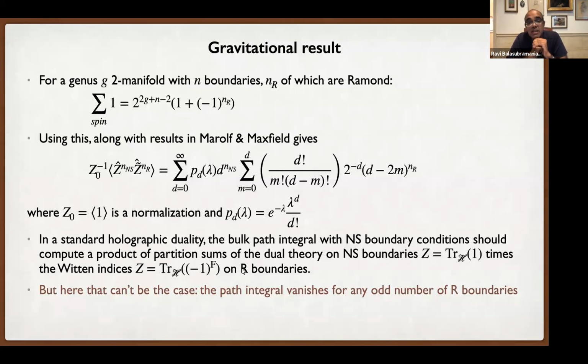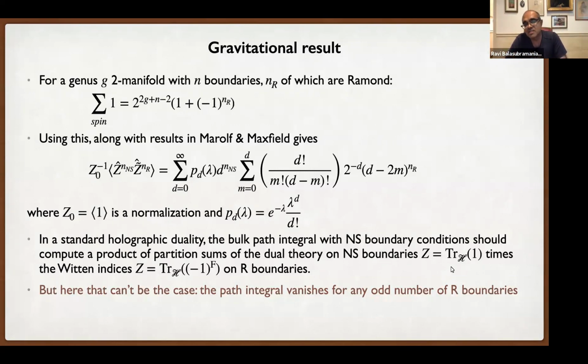Okay, but actually, if this is the bulk answer, you cannot write down an interpretation like that. Here's why. If you look at this expression for the bulk path integral, it vanishes anytime NR, the number of Ramond boundaries, is odd. If this thing had an interpretation as a product, where every time you add a Ramond boundary you add another factor of the Witten index, then it couldn't vanish if the number of Ramond boundaries is odd. So the fact that this vanishes for any odd number of Ramond boundaries tells you that it can't possibly have a standard-like interpretation in terms of a product of partition sums on the independent boundaries of the system.